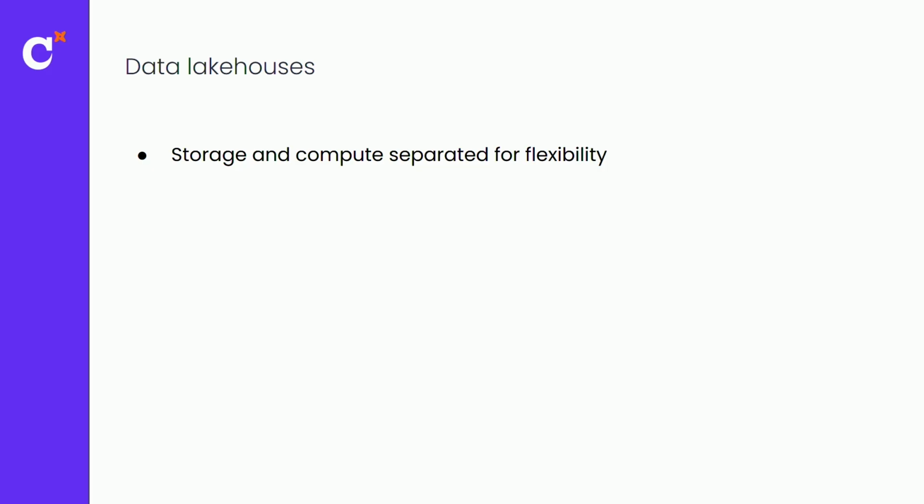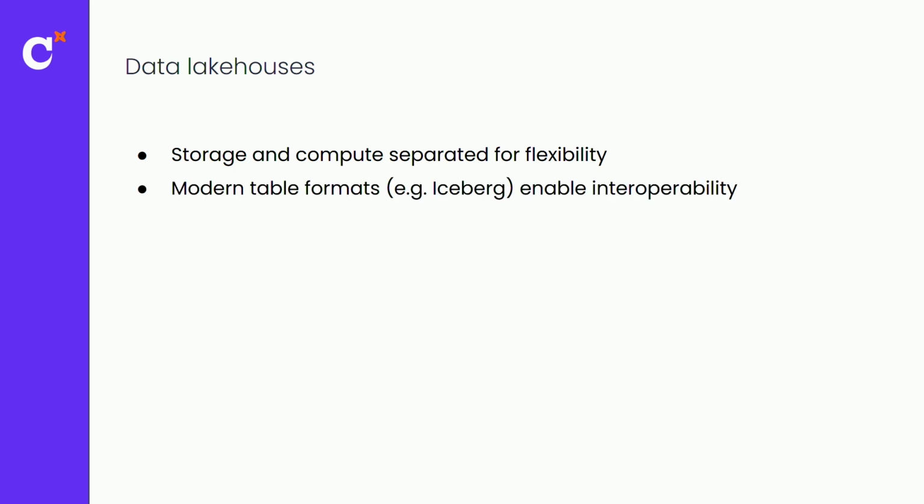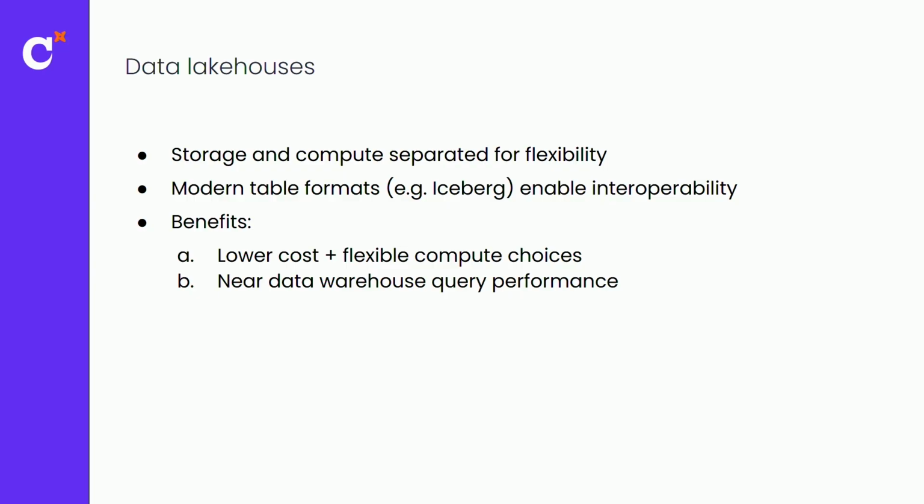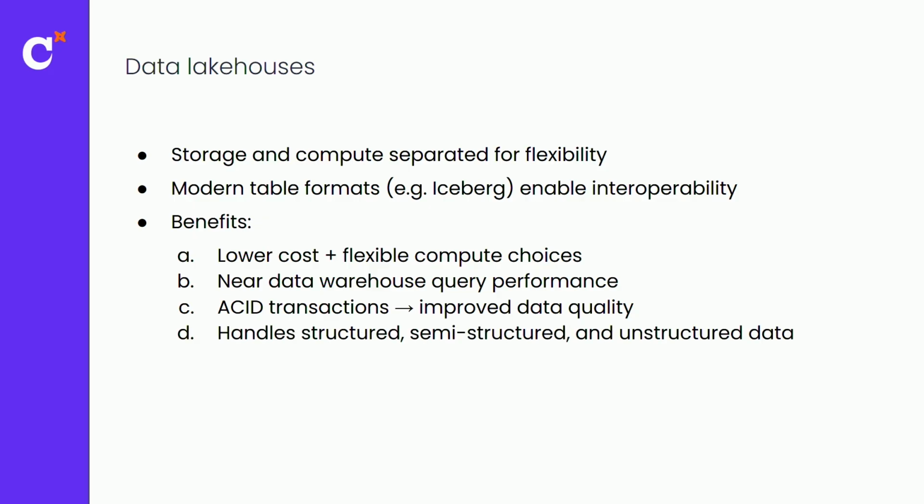Lakehouses address the shortcomings of both data warehouses and data lakes. Like data lakes, lakehouses keep compute and storage separate for flexibility, but use modern table formats like Iceberg to ensure interoperability. Some of the other benefits of a lakehouse architecture include lower cost and flexible compute choices because we can bring our own query engine, performance that approaches data warehouse performance, and ACID transactions for data consistency and quality. Data lakehouses can also more easily handle structured, semi-structured, and unstructured data. They also support schema and partition evolution.